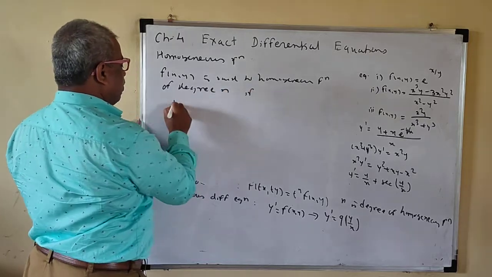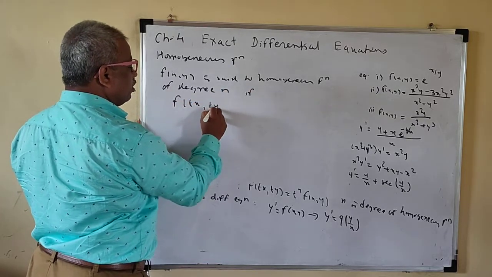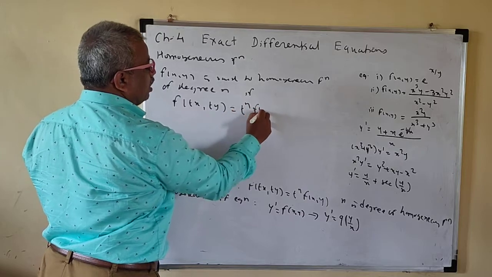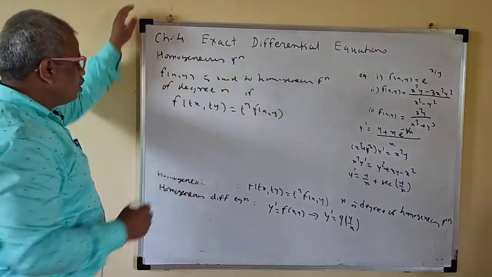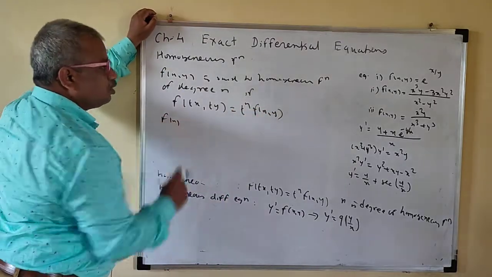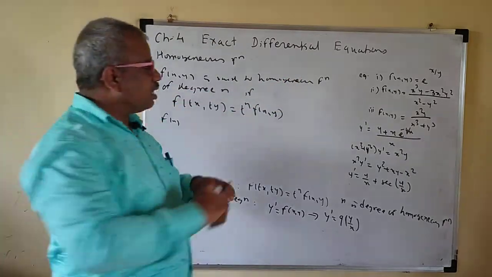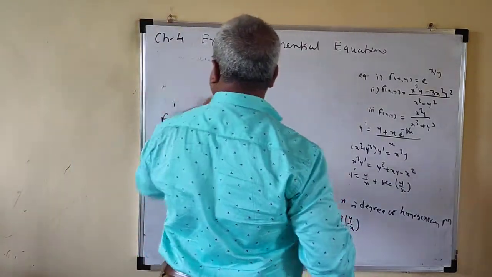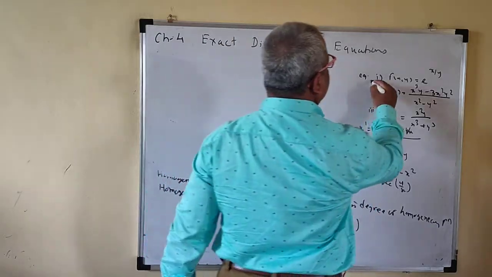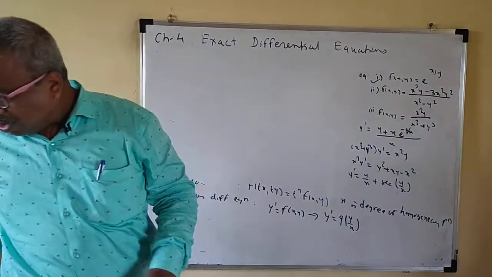If f of tx, ty is equal to t to the power n times f of x, y. Suppose you have f of x, y. Here I have written some examples of homogeneous functions. We'll find the degree of this one. So what about this one?